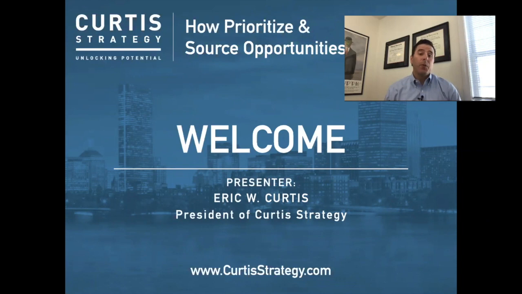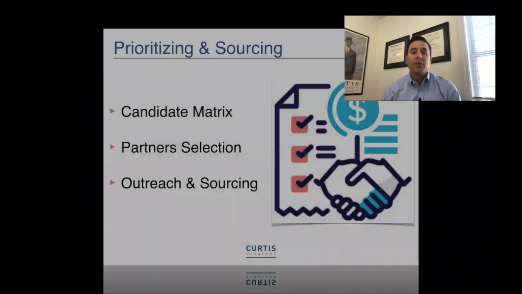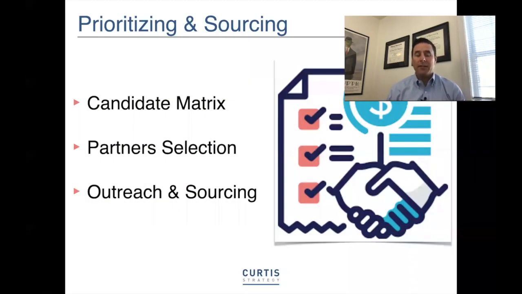In this video, we're going to transition from consolidation planning regarding mergers, acquisitions, and affiliations into how to prioritize specific opportunities that exist in the market and how to look at and approach those deals. So let's take a look. Prioritizing and sourcing is going to be about three things. The first is developing a candidate matrix.